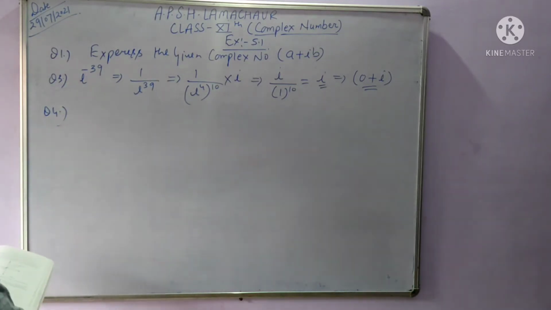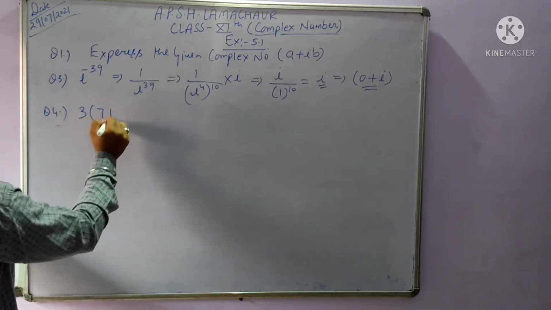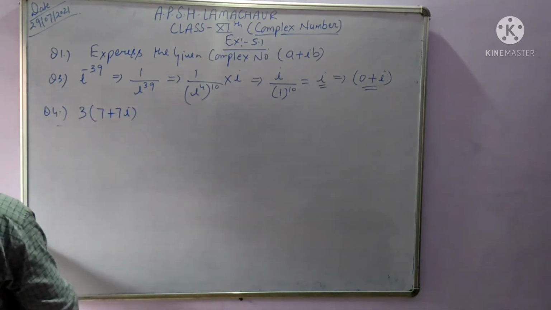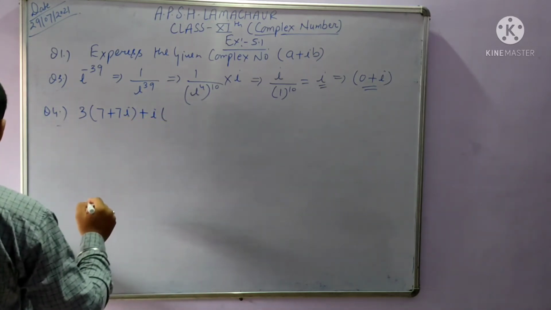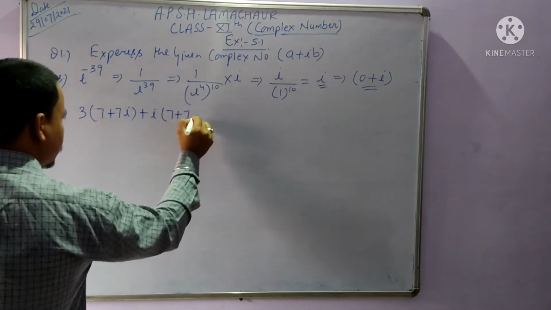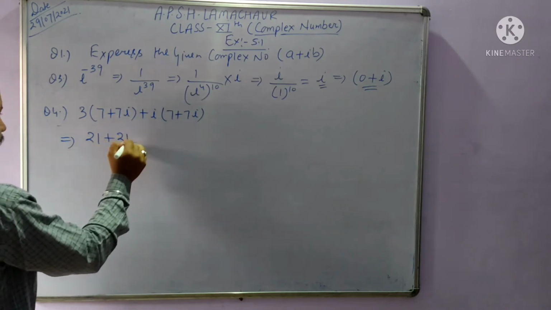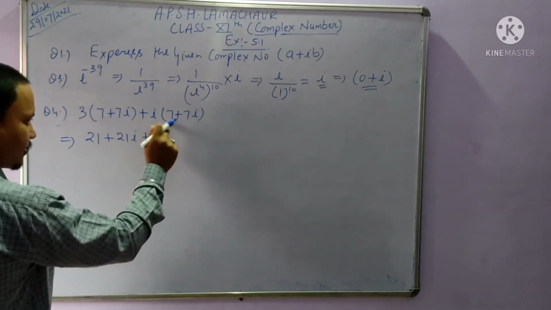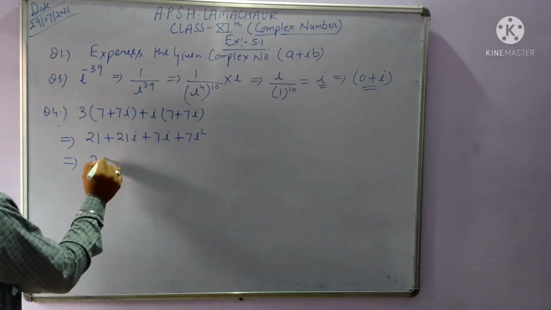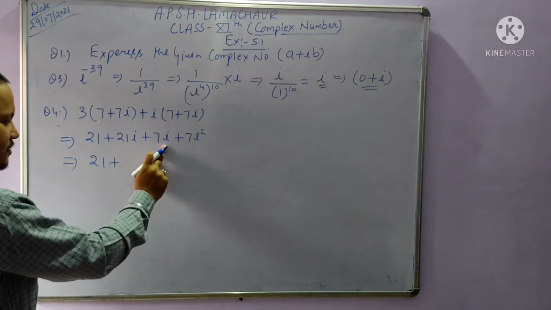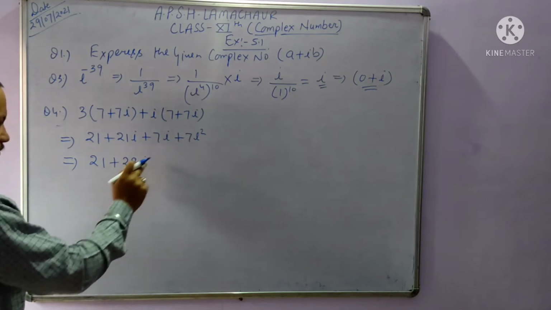Now see the next question, number 4. We have given 3 times 7 plus i7, that is 3 times 7 plus 7i we can say, plus i times 7 plus 7i. So now multiply them. 3 7s are 21 plus 3 7s are 21i plus 7i, plus 7 times i square. So 21 plus 21i plus 7i, how much? 28 times i. 21 plus 7 will be 28.